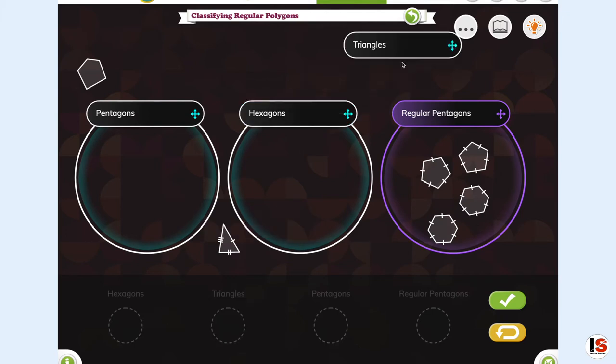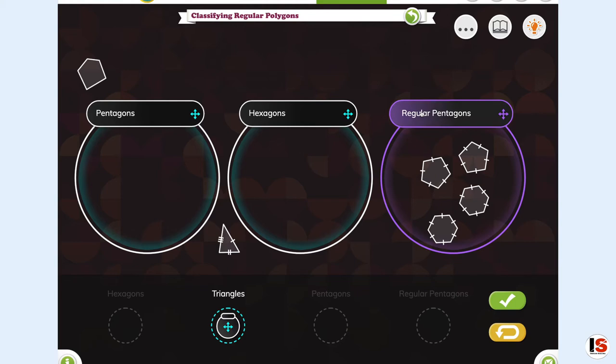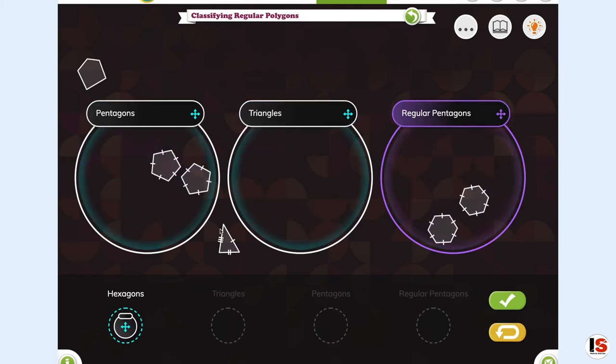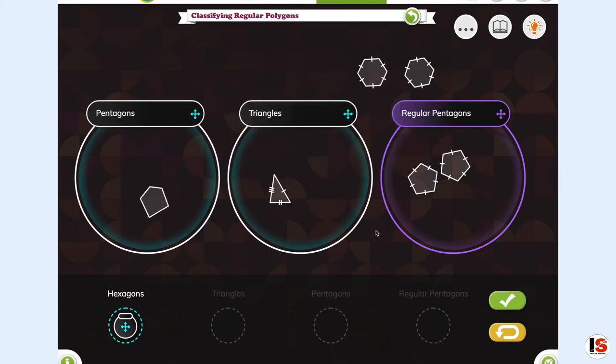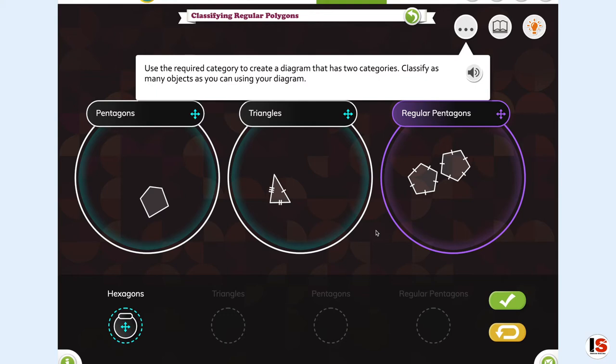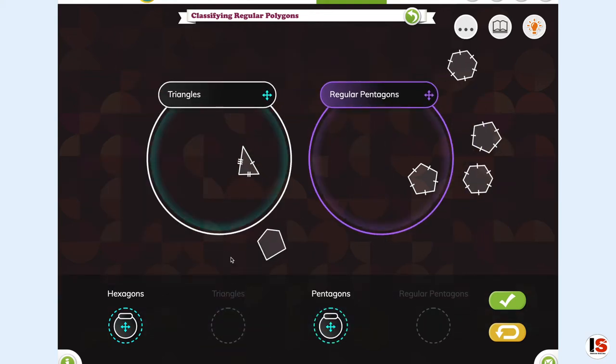Regular. Can't put another one in it. Pentagon, pentagon, triangles. These are hexagons. Come on, please don't. Why? Your diagram has three categories. Create a diagram that has two categories. Oh, two categories. Okay. Just remove pentagons then. Regular. Okay. Just put regular. Just do this. That's right.